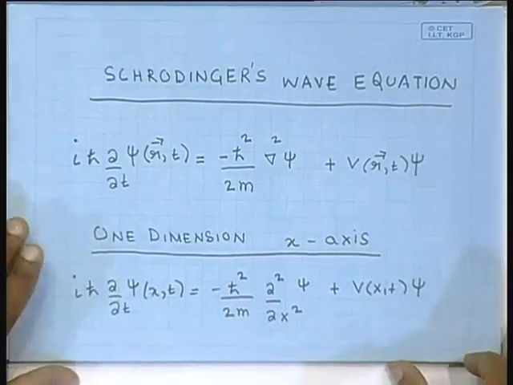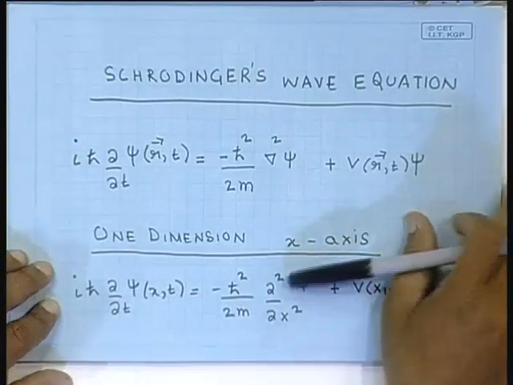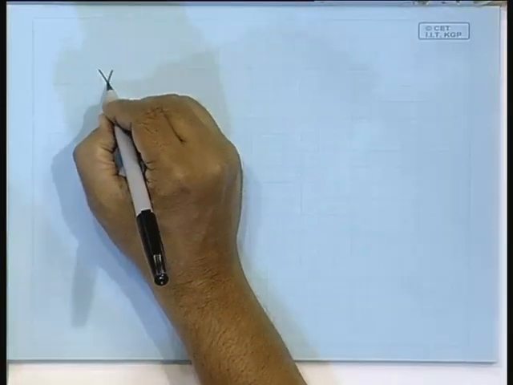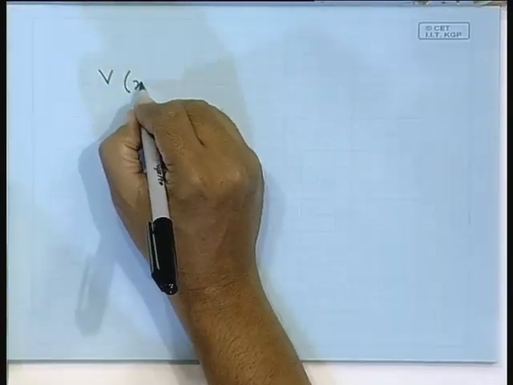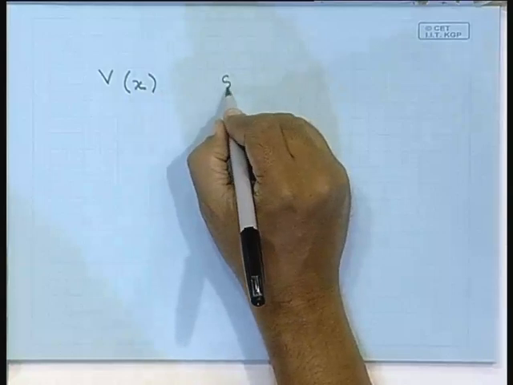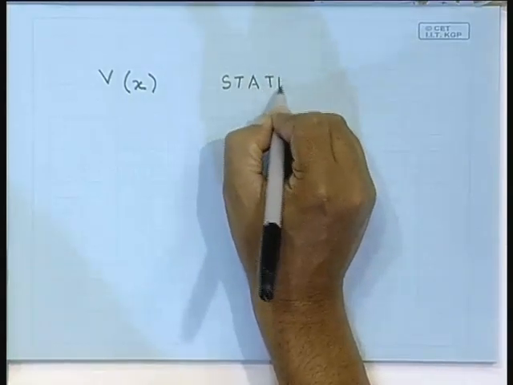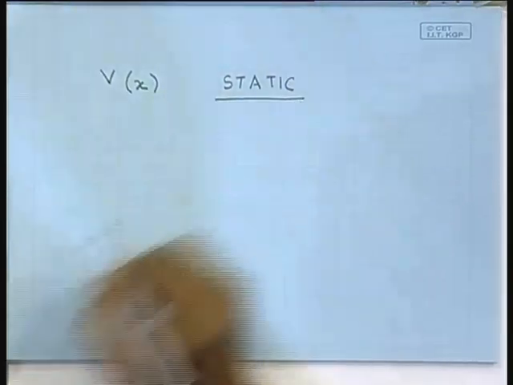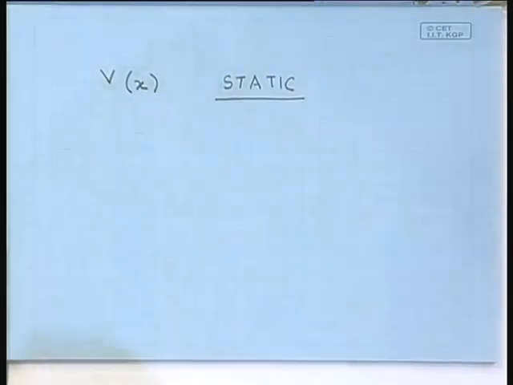We will also make another simplifying assumption. We will assume that V is time independent. So, V is a function of x alone, that is, it is a static potential. So, for example, if I have a charged particle in an external electric field which is static, for example, a uniform electric field, we know the potential is proportional to the distance x, we have a static potential.